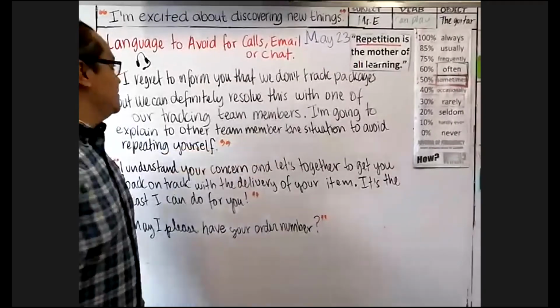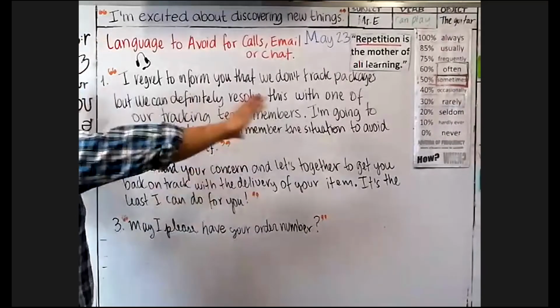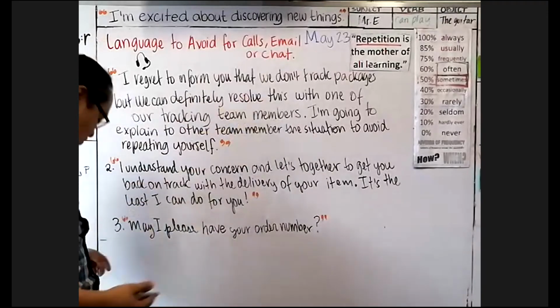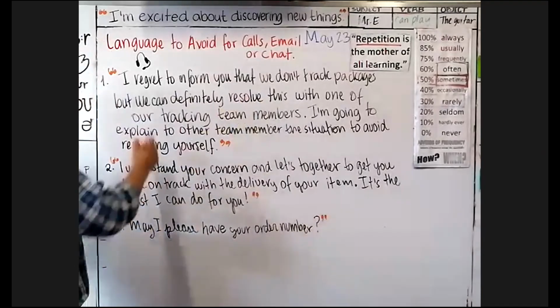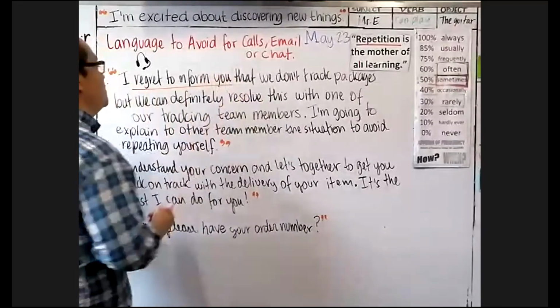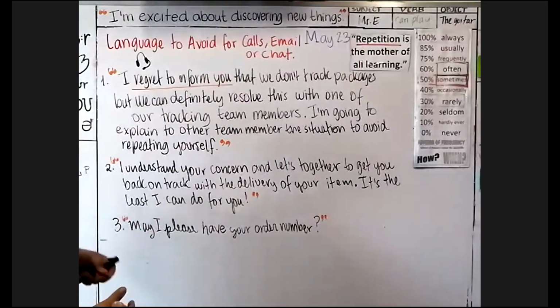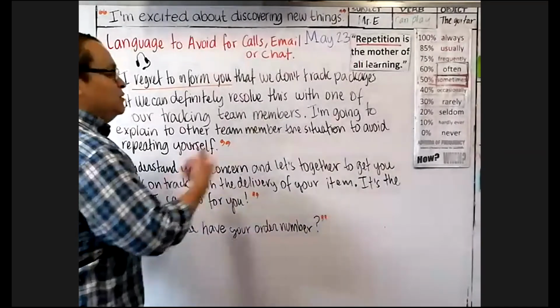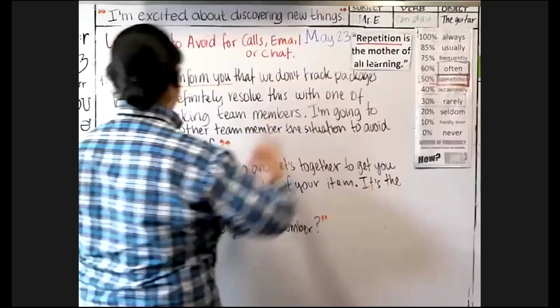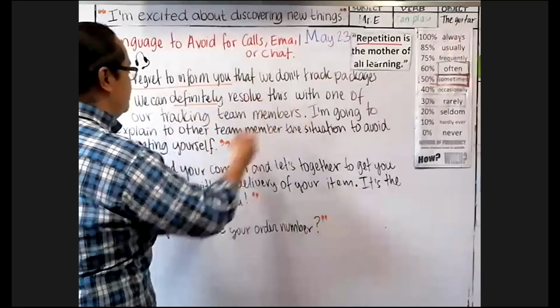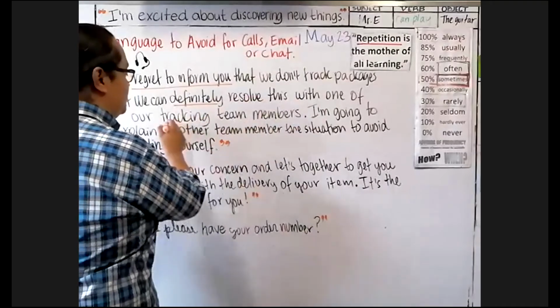All right. So in the original statement, we had some negative language. So instead of saying unfortunately, we're going to use a phrase like, for instance, I regret to inform you, or I'm afraid to inform you about X or Y situation. So we're positioning the no to the customer, right? I regret to inform you that we don't track packages, but we can definitely resolve this with one of our tracking team members, right?